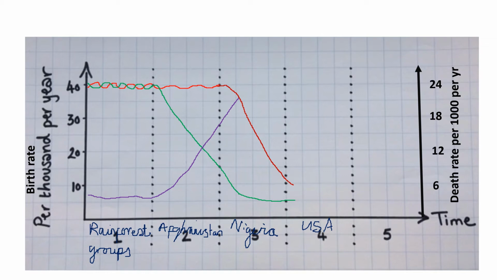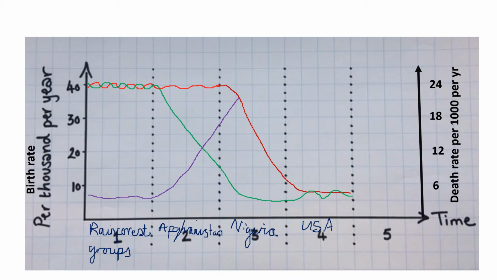Population doesn't really grow. If it grows at all, it will be growing because of migration. So we can show our birth rate dropping now to very low levels, and the same with our death rate. Death rate's at very low levels. Okay, so that would be the USA.